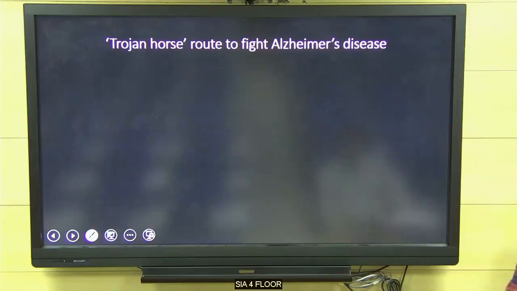Next, the Trojan horse route to fight Alzheimer's. So first, what is Alzheimer's? Can someone say, online people, Alzheimer's or dementia?